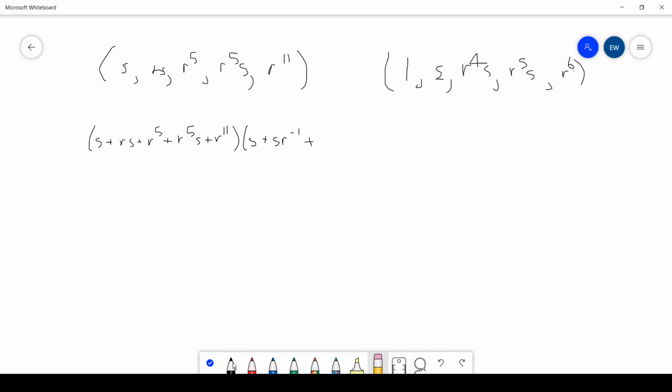Then we would have, oh, come on, pen. R to the negative 5 plus SR to the negative 5 plus R to the negative 11. So for shorthand, let's just say that this set is A and this set is B. For shorthand, this really means like A times, I don't know, A bar. We'll call it A bar.